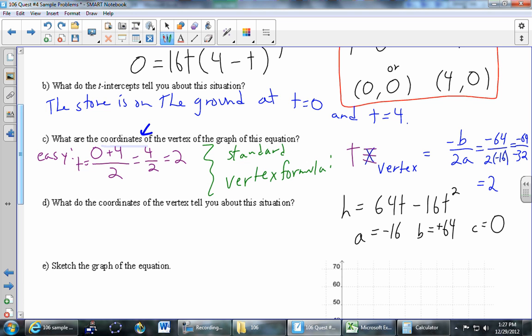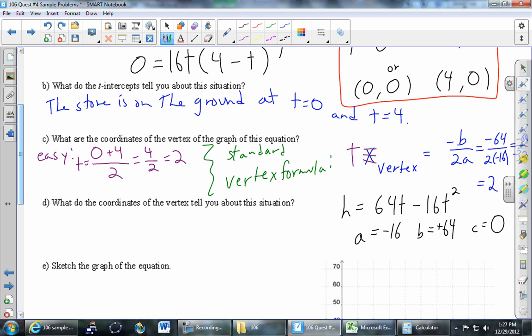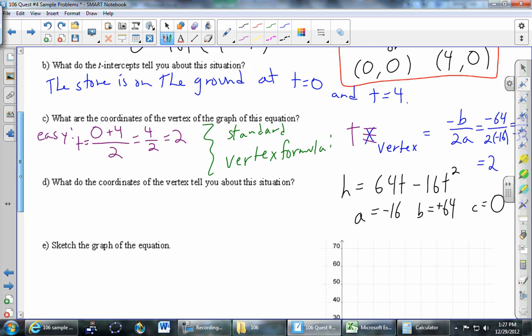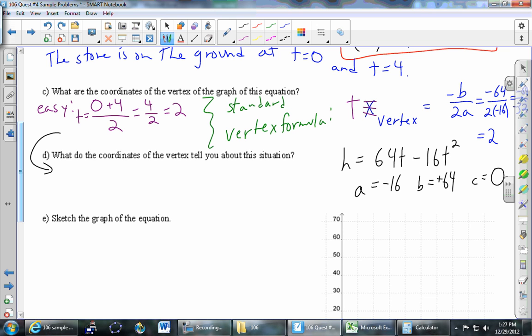Coordinates is a plural, so we're looking for two numbers here. So we've already got the t. I'm going to take some of the space in the b equation here, but we know that t is equal to 2. How do we find the h? Well, we've got our equation sitting over here. It's 64t minus 16t squared. 64 times 2 minus 16 times 2 squared.